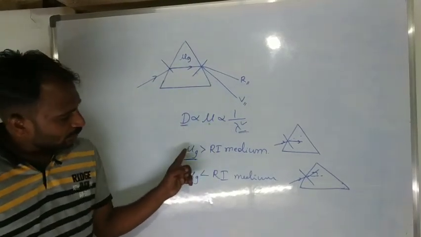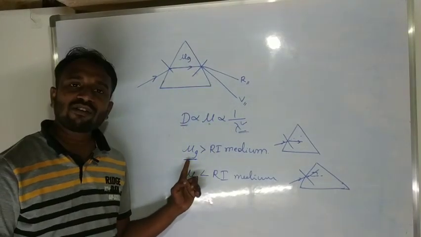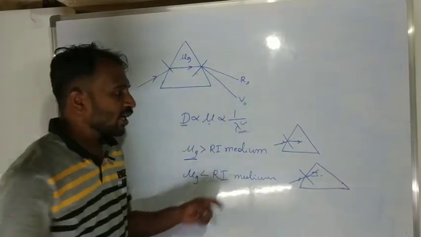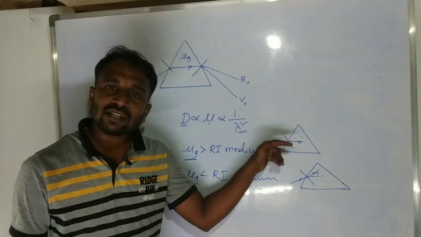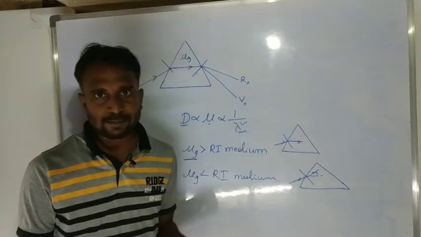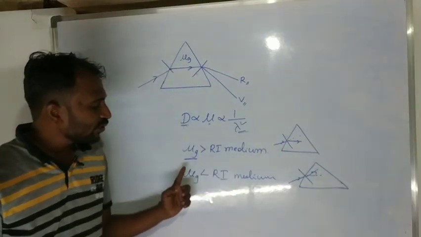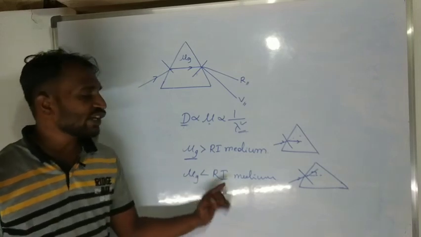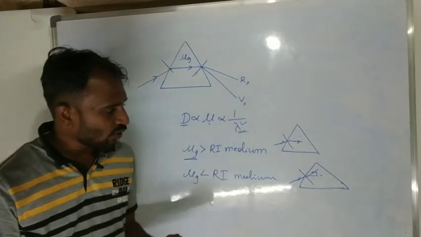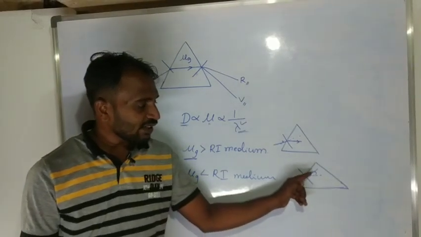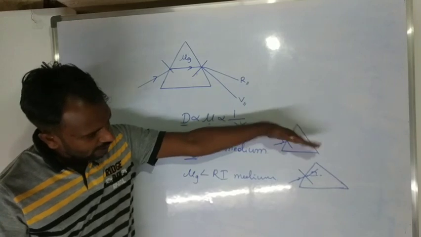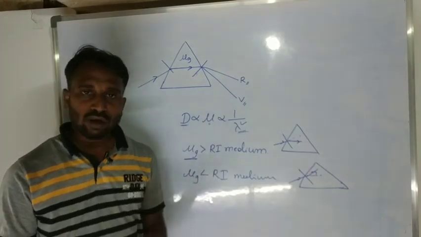Suppose the refractive index of the material of the prism is greater than the refractive index of the medium, then what happens? The refracted light ray bends towards the base. Suppose the refractive index of the material of the prism is less than the refractive index of the medium, then what happens? The refracted light ray bends away from the normal. So, towards the normal, away from the normal.